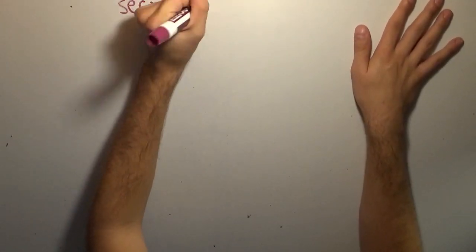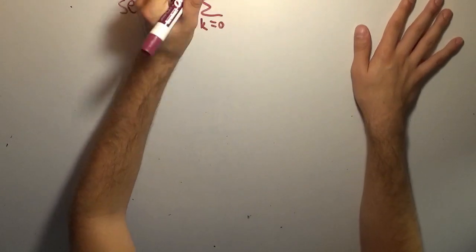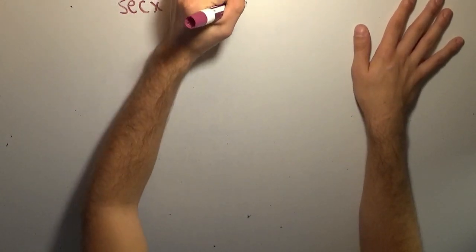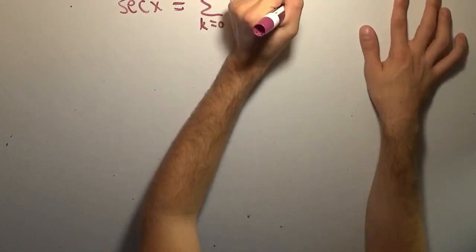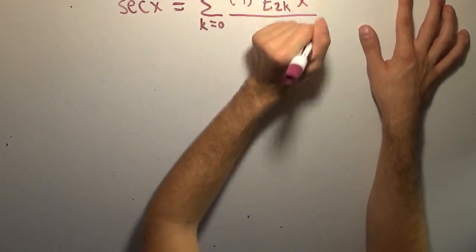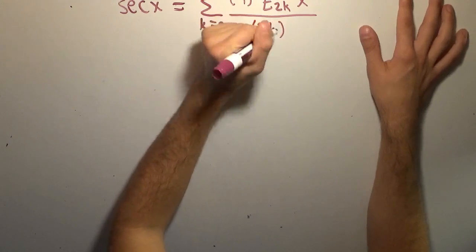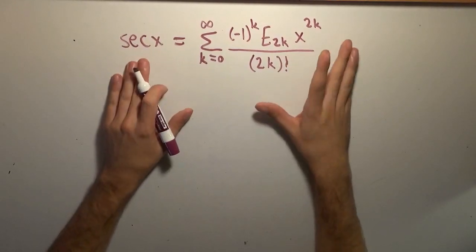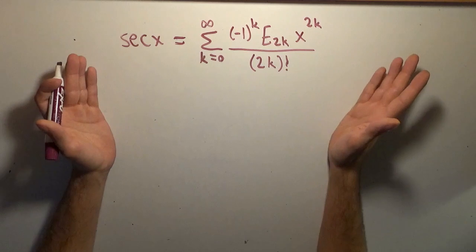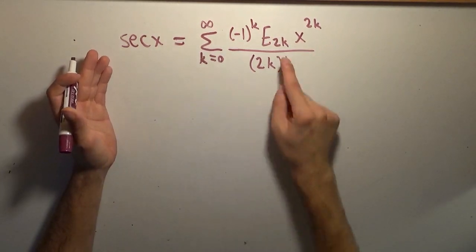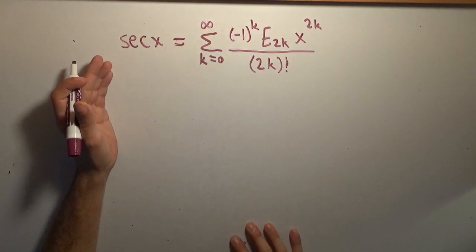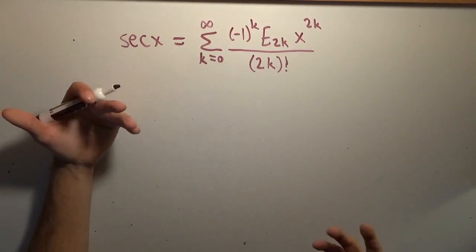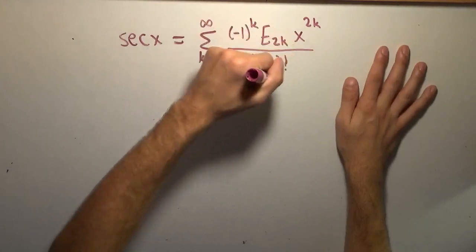So the secant of x is actually equal to the sum from k equals 0 to infinity of -1 to the power of k times the even Euler numbers times x to the 2k divided by 2k factorial. This is a true statement because this is sort of the definition of the Euler numbers. They satisfy this relationship. They are the coefficients of these terms in the Taylor series for the secant function. In other words, the secant function is the generating function for this right here.